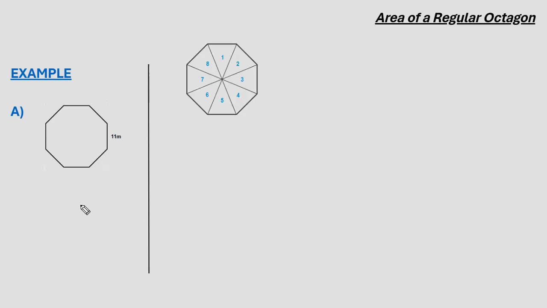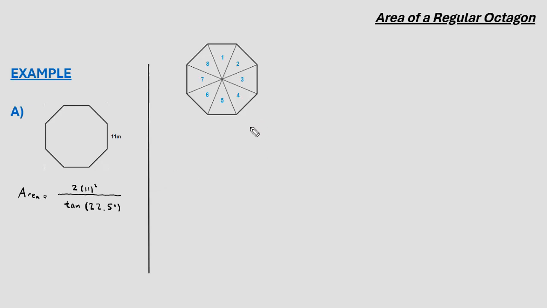If we look at the regular octagon in example A, one way we could find a value for the area is to do 2 multiplied by the side length squared, all over tan 22.5 degrees.